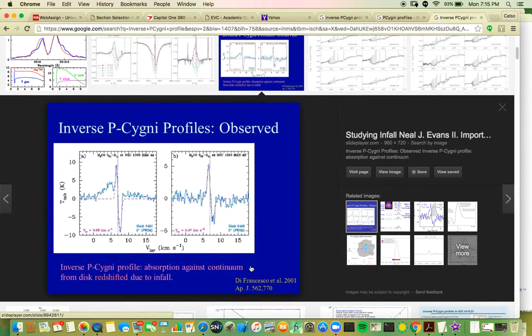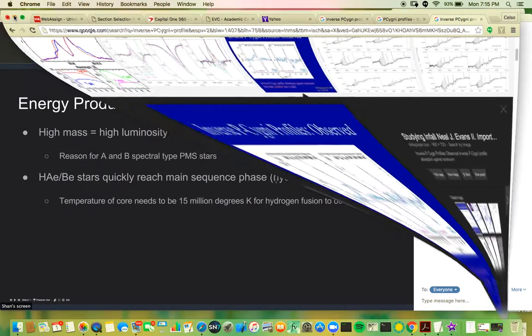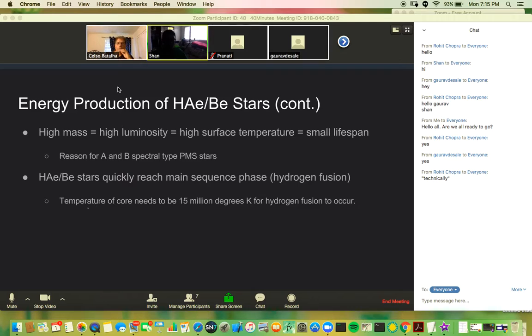But there's also something else. Because these Herbig stars are contracting under gravitational pressure at a much faster rate than T-Tauri stars, this also means that they quickly reach their main sequence phase, and that's when hydrogen fusion starts. Usually hydrogen fusion initiates when the temperature of the core is about 15 million degrees Kelvin. The reason for that is that when you bring two protons together, they're usually repelled by the like charges on each of the protons.